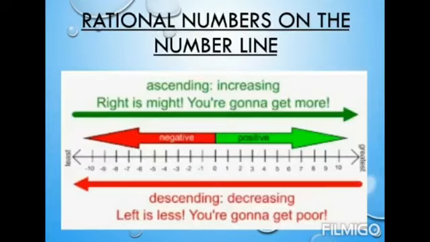Next topic is rational numbers on the number line. All positive integers are towards the right hand side of 0, whereas all negative integers are towards the left hand side of 0. On a number line, all numbers that lie on the right hand side of a number are greater than the number, and all the numbers that lie on the left hand side of a number are smaller than the number. Thus, all positive numbers are greater than 0 and all negative numbers are smaller than 0.